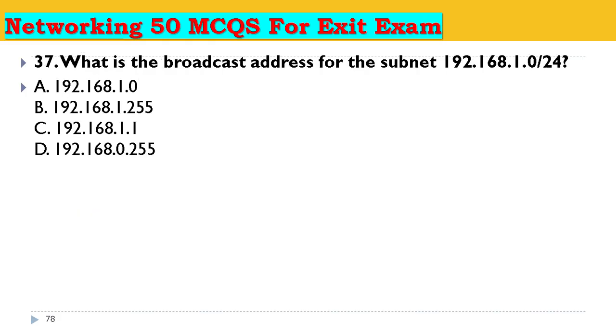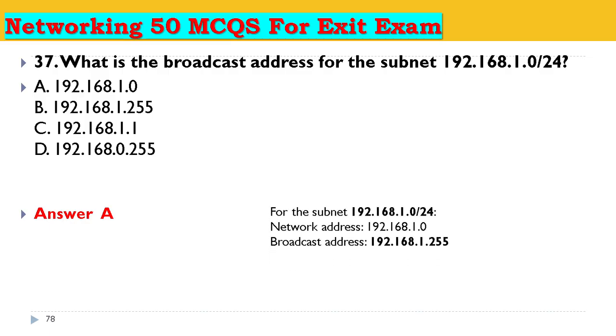Question number 37. What is the broadcast address for the subnet? For this subnet, the broadcast address is A, 192.168.1.255, because for the subnet, the network address is 192.168.1.0. So on the broadcast address, the host portion should be 255.